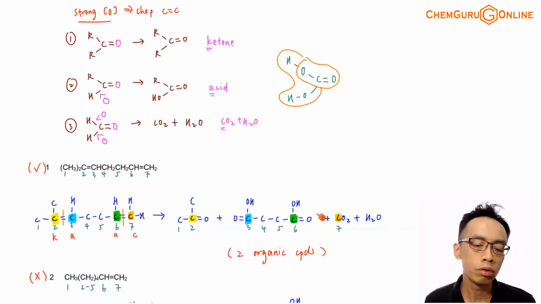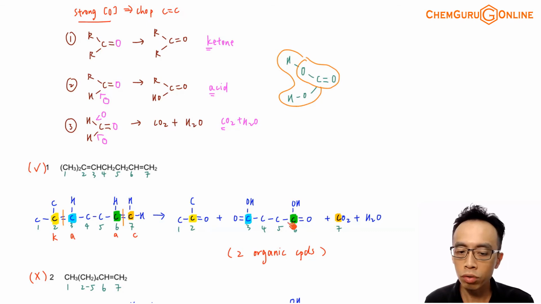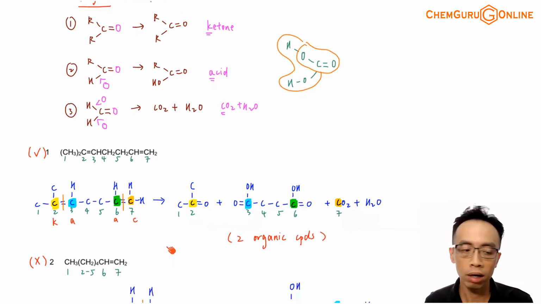Now, I will have 2 different organic compounds. I have a ketone and I have a diacid. Carbon dioxide is not counted as an organic compound. Carbon dioxide is counted as an inorganic compound. Alright, so number 1 will give me 2 organic compounds. So number 1 will be part of the answer.